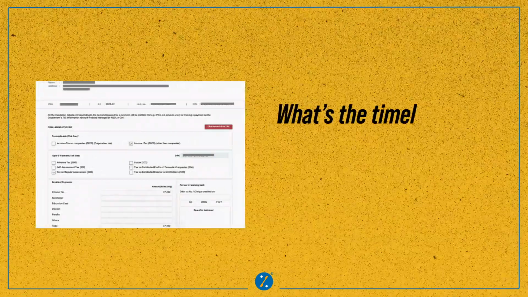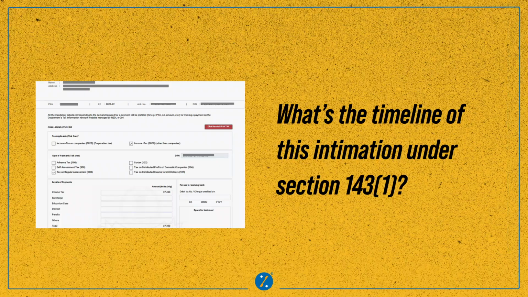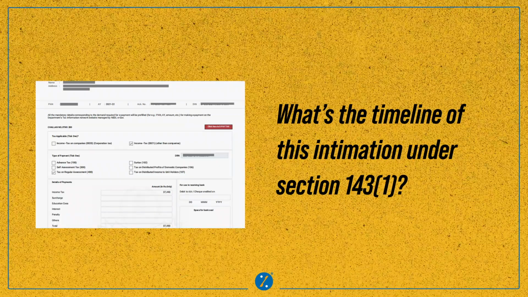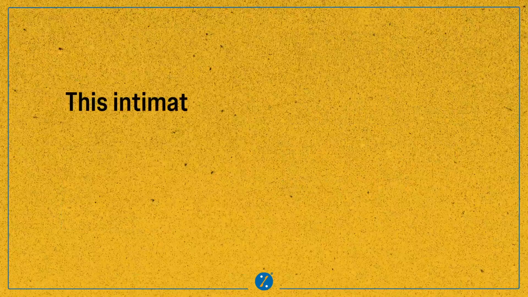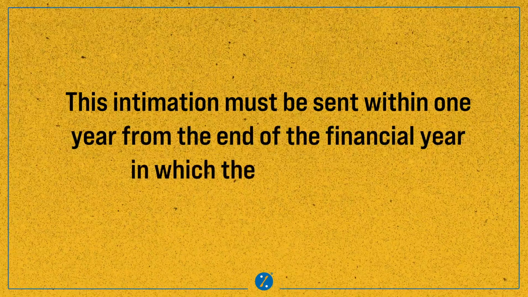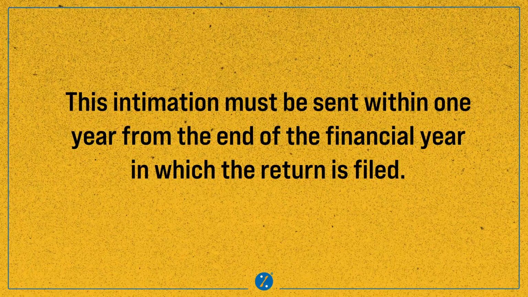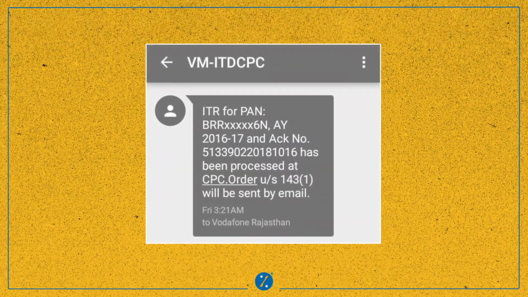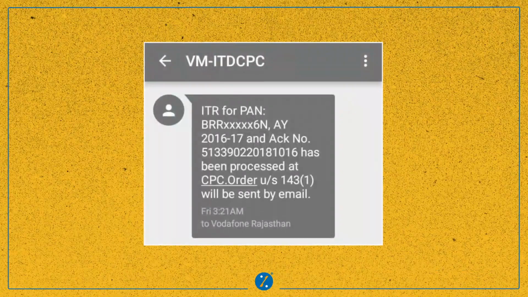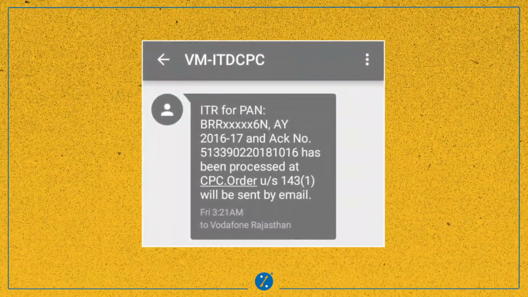Now, let's see what's the timeline of this intimation under Section 143(1). This intimation must be sent within 1 year from the end of the financial year in which the return is filed. If you don't receive any intimation within this period, it means no adjustments have been made to your filed return. If you've received a Section 143(1) intimation, follow these steps.